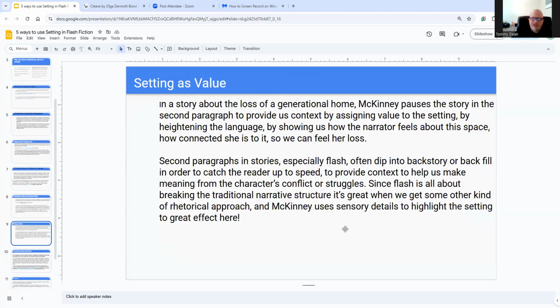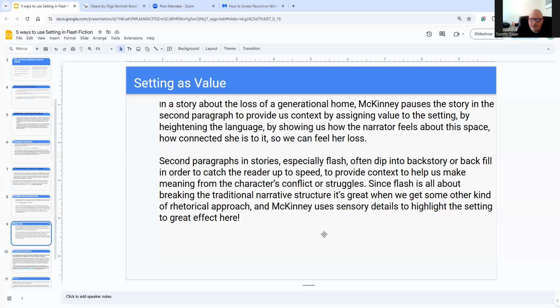In a story about the loss of a generational home, McKinney pauses the story in the second paragraph to provide us context by assigning value to the setting, by heightening the language, by showing us how the narrator feels about this space, how connected she is to it, so that we can feel her loss. We feel her loss. She doesn't tell us. There are no words of sadness, no words of like, I felt like this, right? It's just through the experience that the narrator is relaying to the reader.